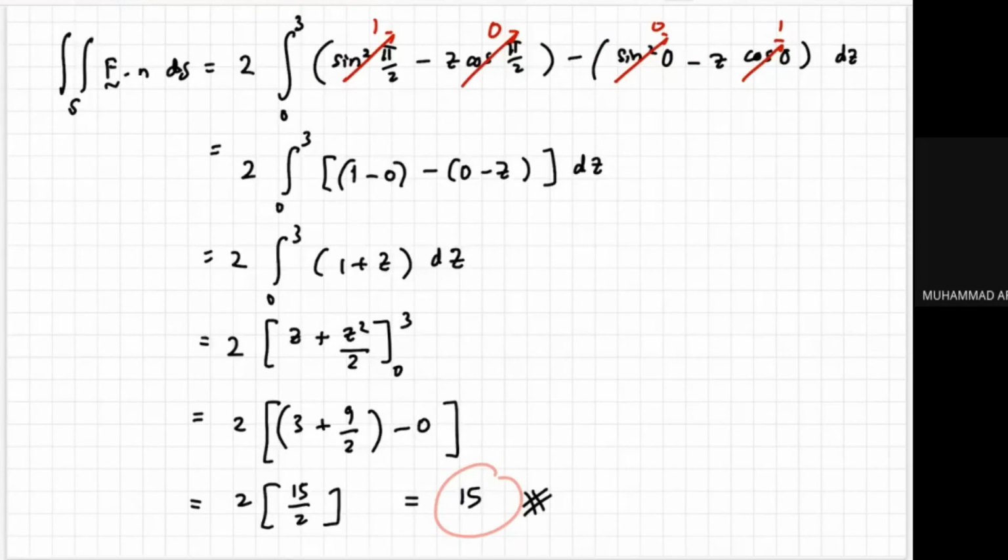Okay, sin 90 degrees is equal to 1, and cos 90 degrees is 0. Now this one, I integrate this value with respect to z. Integrate dz with respect to z. Integrate 1, you get z. Integrate z, you get z squared over 2.